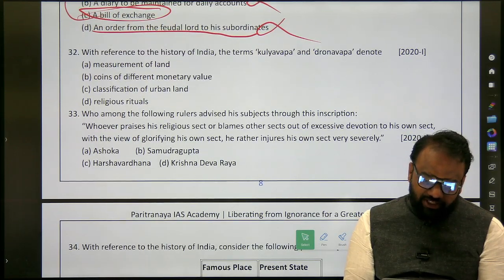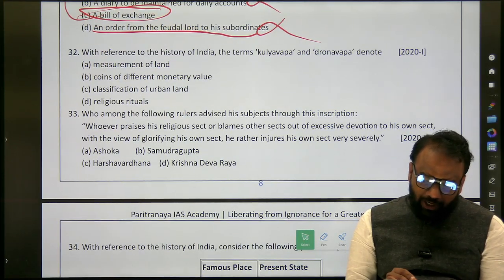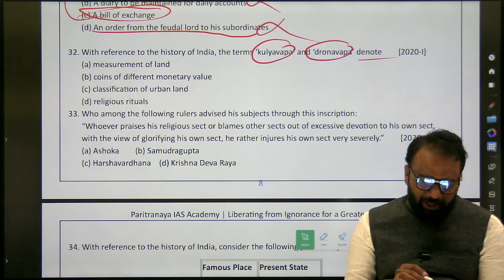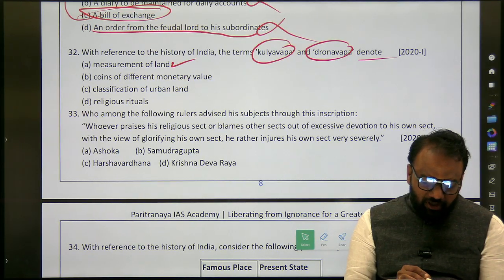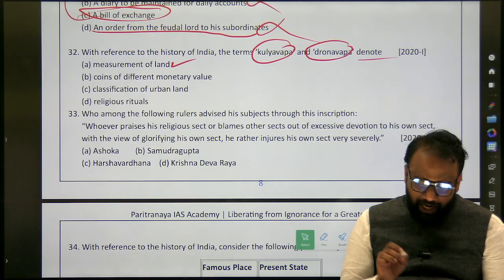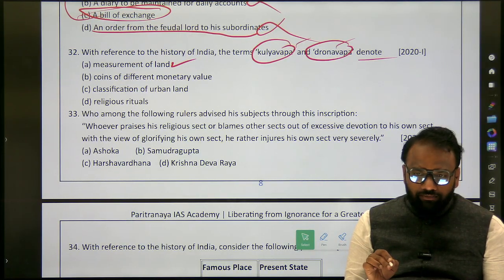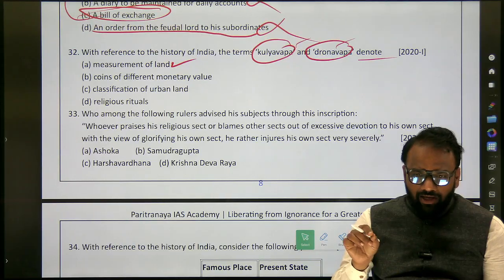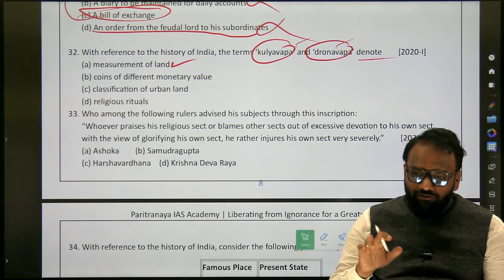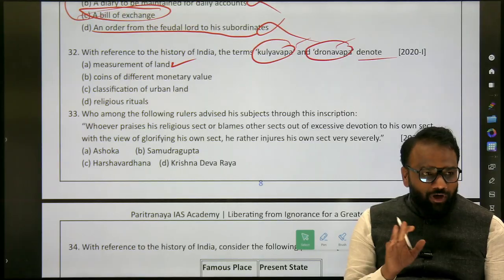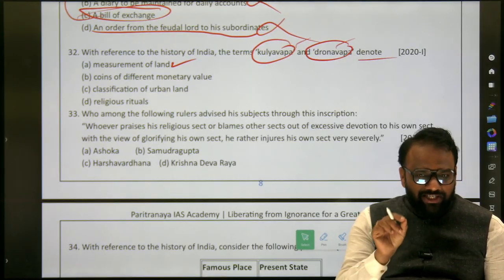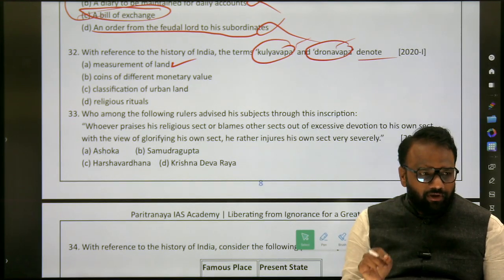Next, with reference to the history of India, the terms Kullevapa and Dronavapa denote measurement of land. Now, in our notes, I have included Kullevapa and Dronavapa. Just search once whether the same content is present or not. It's there. Apart from this, I have prepared one more list: entire Tamil Nadu chapter-wise terms. Just go through that content.